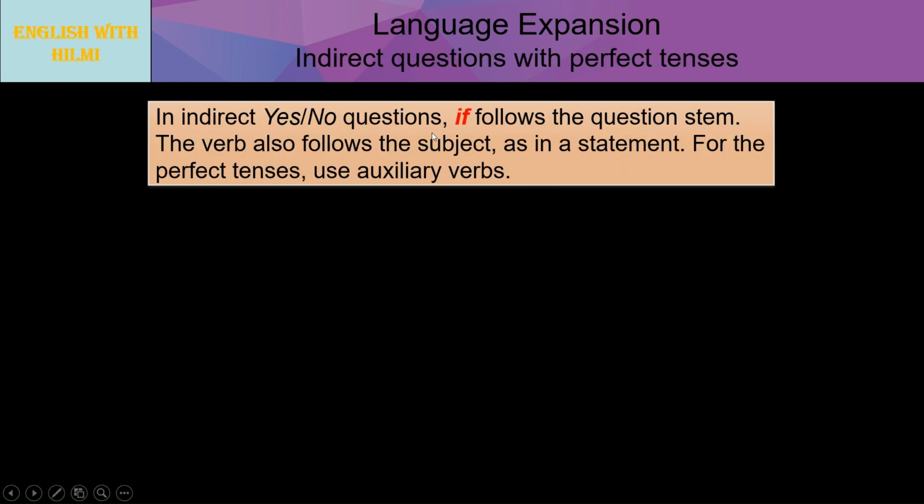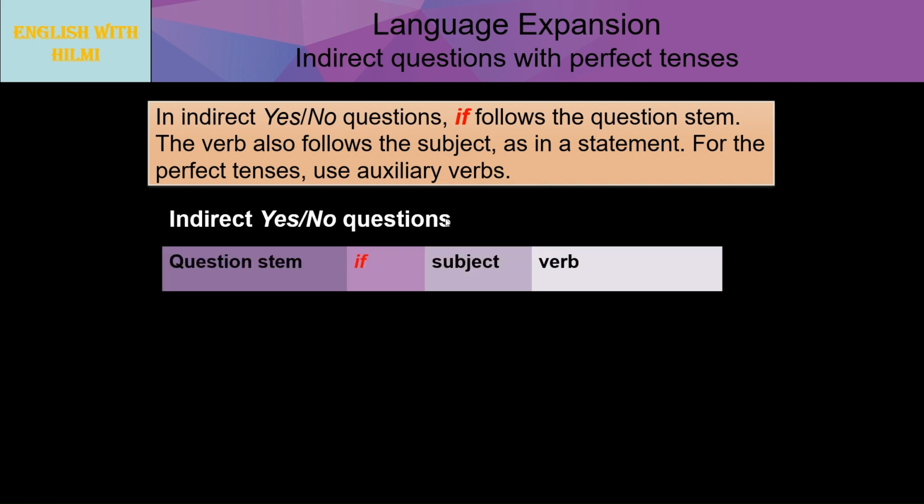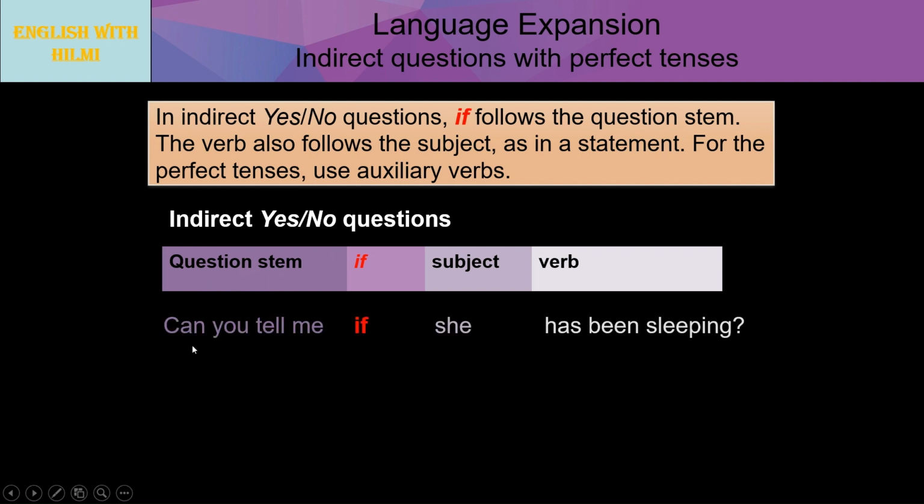In indirect yes/no questions, "if" follows the question stem. The verb also follows the subject, as in a statement. For the perfect tenses, use auxiliary verbs. We are going to see some examples. Indirect yes/no questions. For the question stem, we have "can you tell me if", and of course the subject, she, and the verb, to sleep. Another example: do you know if they have left? "If" follows the question stem, and of course we use the auxiliary verb for the perfect tense.